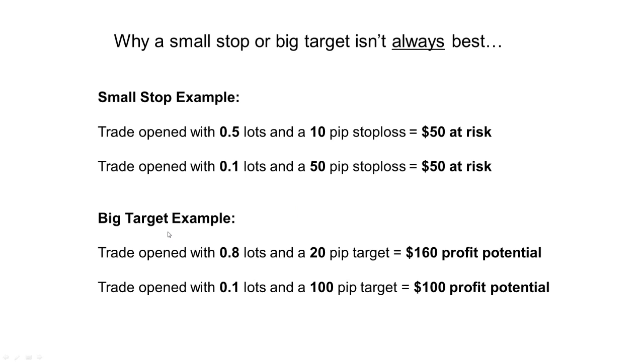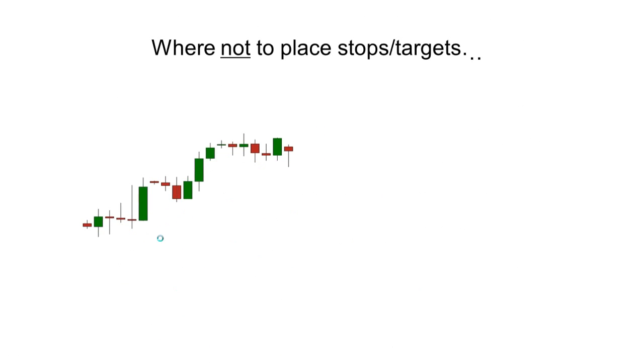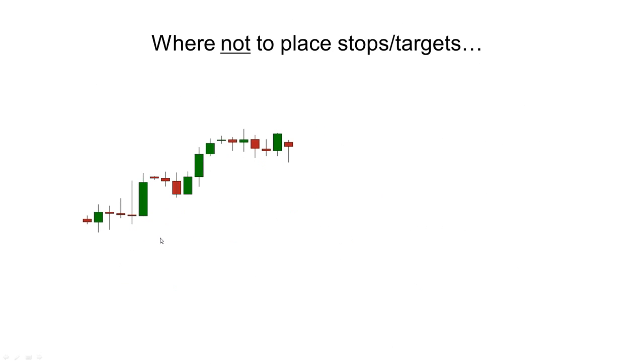The key is just keep a good risk to reward ratio, and I want you, as I go through this training, to be thinking about it. You no longer have to think, oh, I have to skip this trade because it needs a big stop. Even if it needs a 500 pip stop, you should still be able to take the trade with the same amount of risk as a 10 pip stop. Okay, so now with that out of the way, let's talk about where not to place stops and targets.